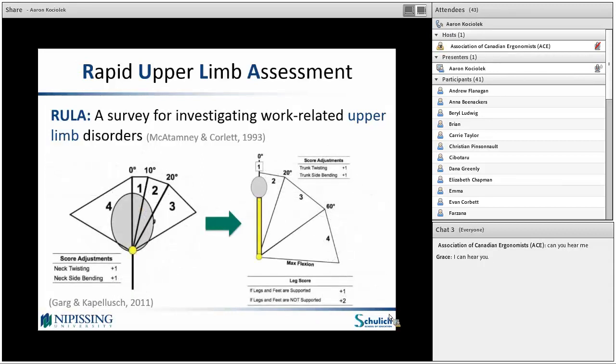So, for instance, for neck flexion extension, they had a classification system where you could see neck extension being the worst, getting you a score of 4. So that existed for the neck, for the trunk, and then they also scored legs in terms of whether they were supported or not.